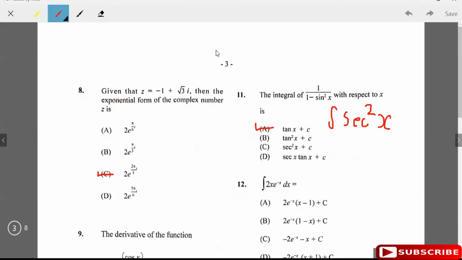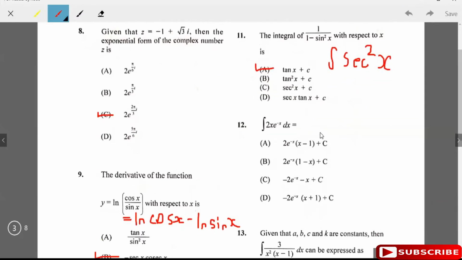All right. Question 12, here's a new question. Integral of 2x e to the minus x. So what we can do is use integration by parts. The integral of u dv is equal to uv minus the integral of v du. That's what we're going to use.